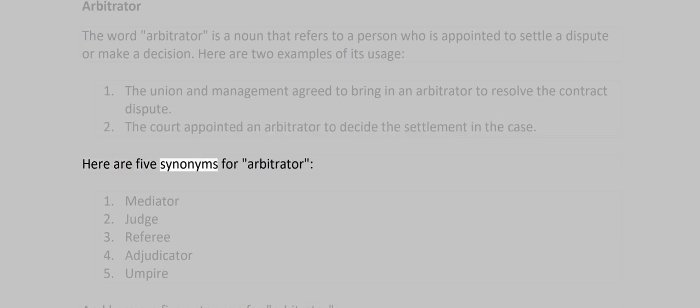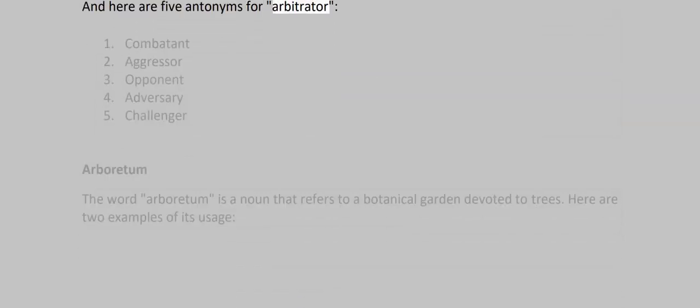Here are 5 synonyms for arbitrator. 1. Mediator. 2. Judge. 3. Referee. 4. Adjudicator. 5. Umpire. And here are 5 antonyms for arbitrator. 1. Combatant. 2. Aggressor. 3. Opponent. 4. Adversary. 5. Challenger.